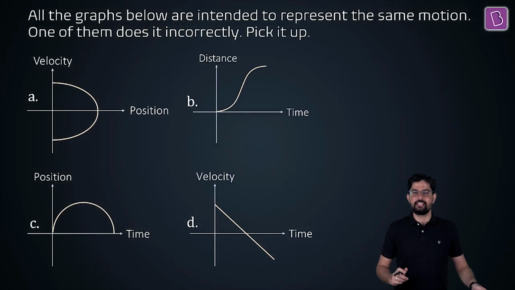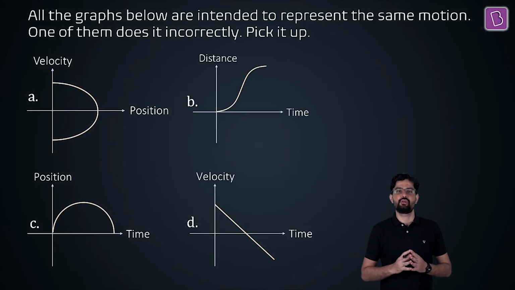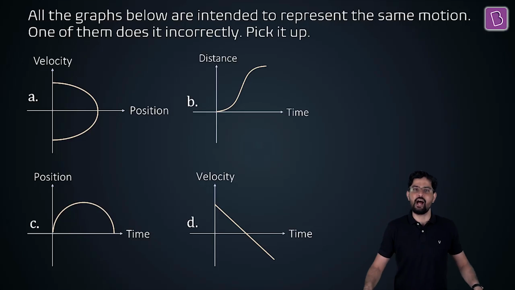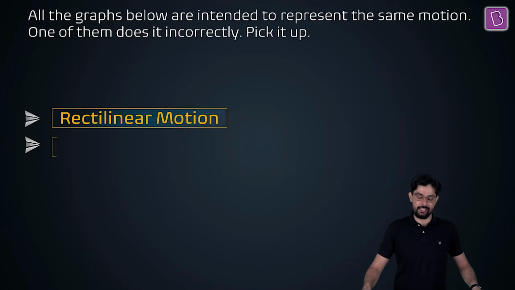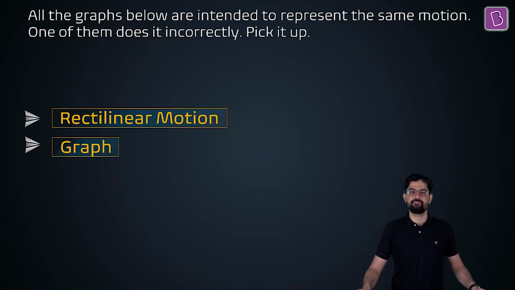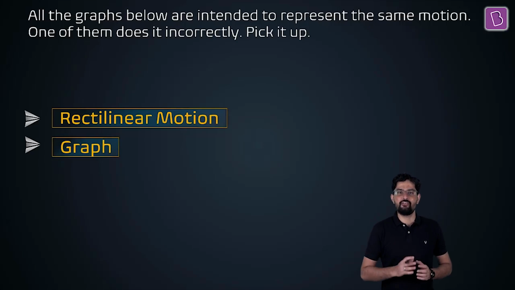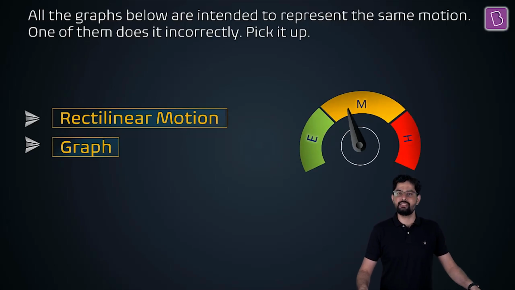Now in this case, these four curves represent the same motion, but one of them fails to do so. You have to pick the odd one out. So this problem is based on rectilinear motion and graphs. And although the level of difficulty can be subjective, the majority of the students found the level of difficulty of this problem to be medium.